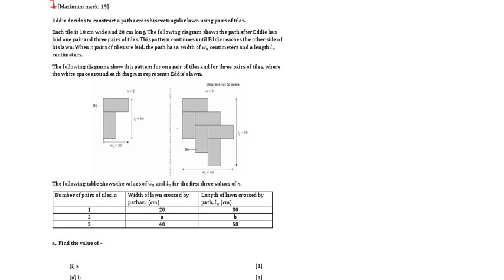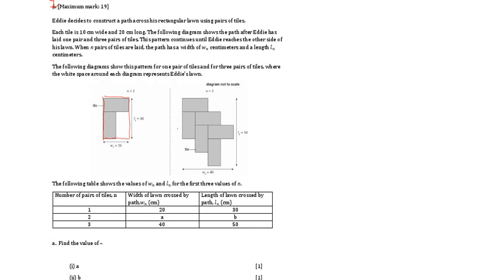When n pairs of tiles are laid, the path has a width of W sub n centimeters and a length of L sub n centimeters. The following diagram shows this pattern for one pair of tiles and for three pairs of tiles, where the white space around each diagram represents Eddie's lawn. So this is Eddie's lawn for the first tile. Okay, the length is 30 and the width is 20.